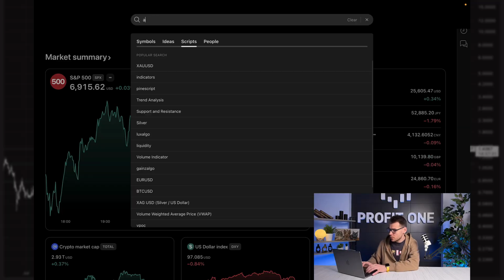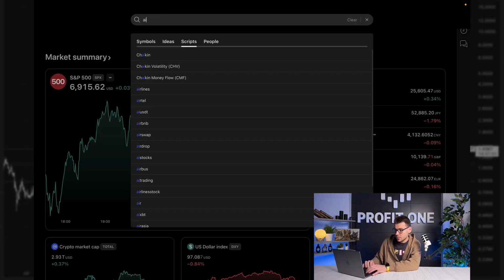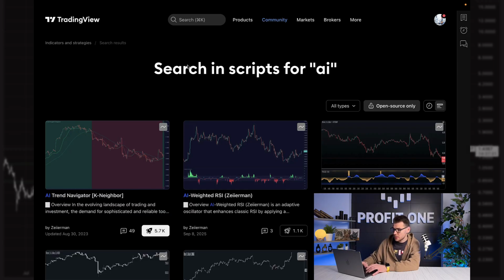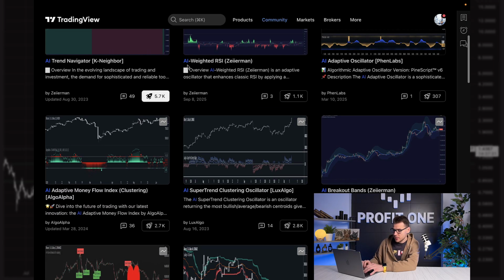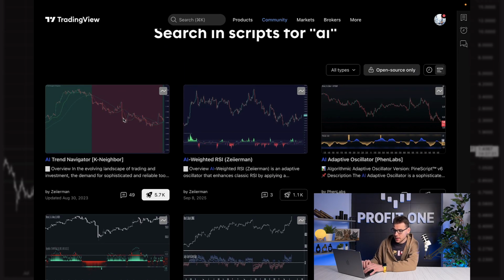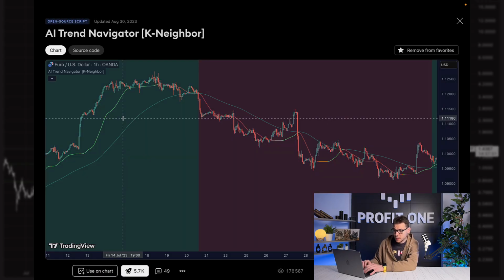Let's start with the first indicator. Let's just check in the search. We'll open TradingView and right in the search bar, we'll type in artificial intelligence. And what will it show us? Here's an interesting first indicator. It's called the Trend Navigator based on artificial intelligence. Let's add it to the chart. We'll enlarge the chart proportionally and see what the indicator is all about.